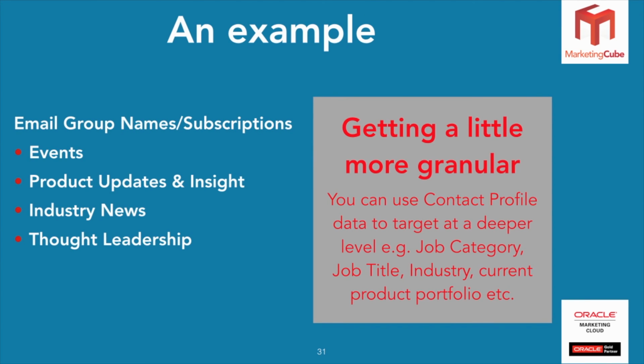Just as an example, some email groups and subscriptions that you might find helpful would be things like events, maybe product updates and insight, industry news, and perhaps thought leadership. Under thought leadership is where you would push out maybe webinar information, or white papers, that sort of stuff. Industry news could be very specific to individual industries that you might have information about, and product updates and insight could be in relation to the various software platforms that you have as an organization. So there's a range there that you can play with.